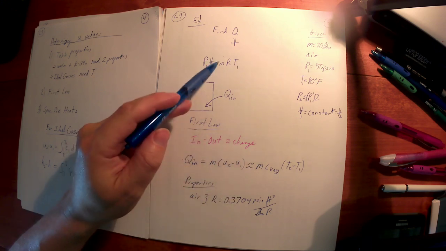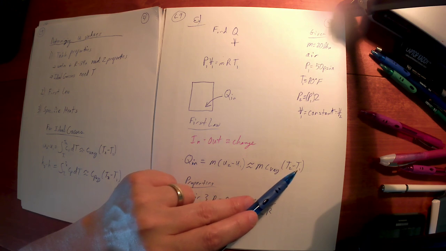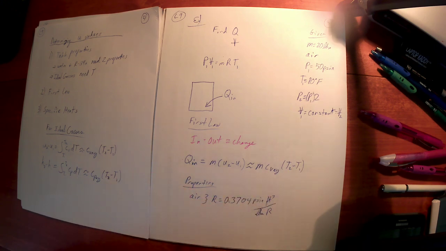So that's going to give me this R to give me the volume. Down here, I know the mass, I know the temperatures, or at least I can find. Ooh, I don't know both temperatures. How do I find T2?